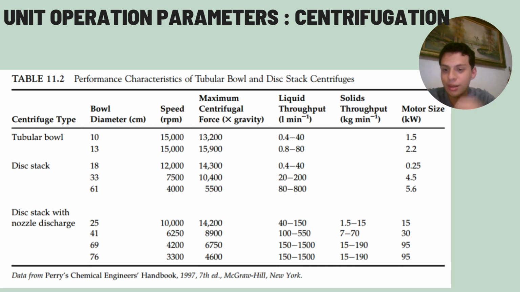For example, disk stack centrifuges and decanter centrifuges have very large capacities, can handle very large volumes, while tubular bowls cannot. However, tubular bowl centrifuges have very high capacity for centripetal forces. You can have very high angular velocities with them, and not so much for the disk stack and the decanter centrifuges, which are more in line with lower angular velocities.